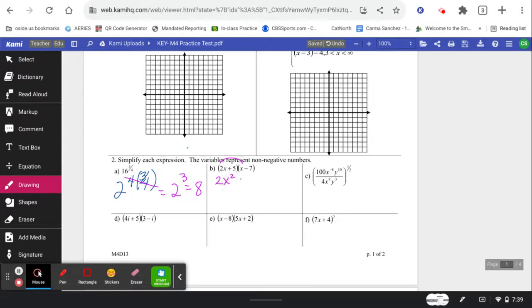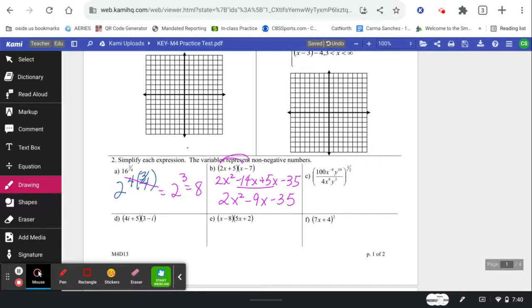2x times x, negative 14x, plus 5x minus 35. Combine those middle terms, and we're done. Remember, you can also do the box method on this if you don't prefer FOIL.